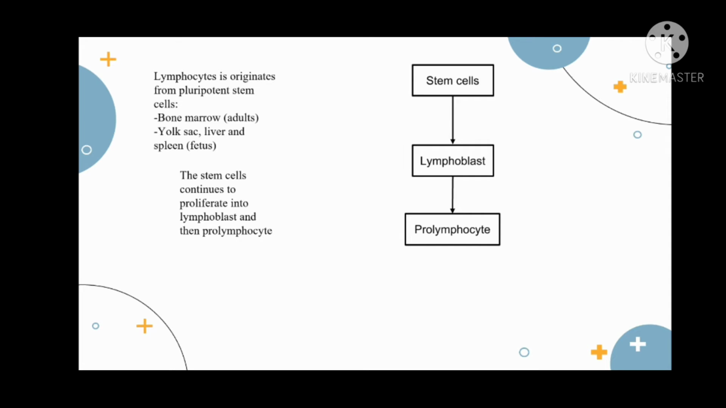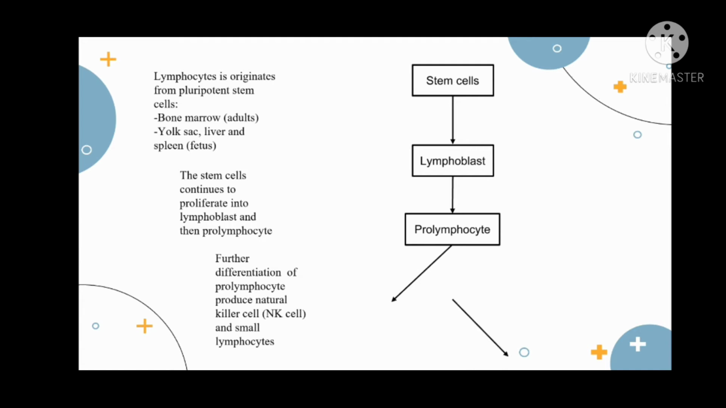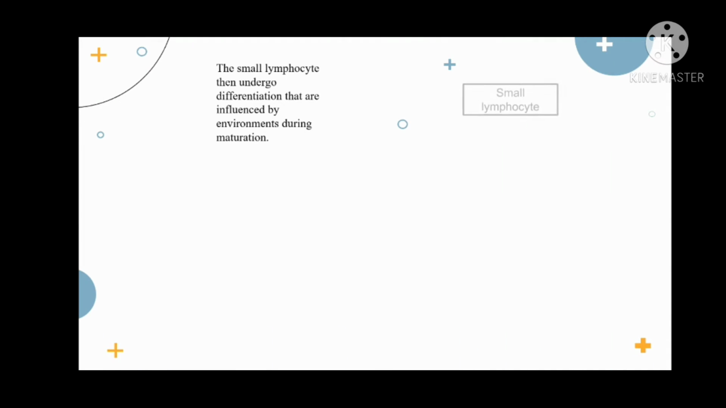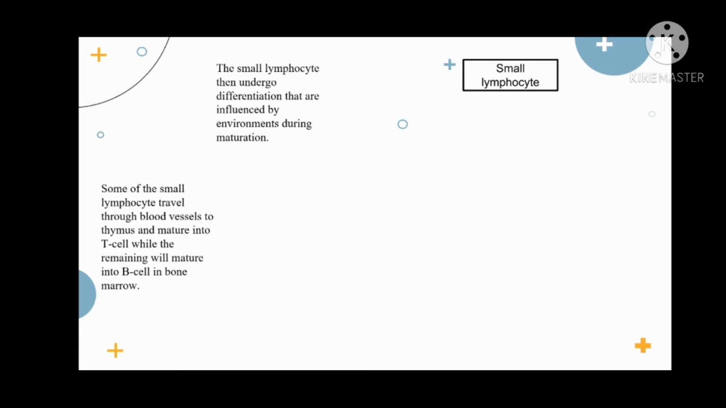The stem cell will proliferate into lymphoblasts and then prolymphocytes before differentiating into natural killer cells and small lymphocytes. The small lymphocytes then undergo differentiation. They are influenced by the environment during maturation, where some of the small lymphocytes travel through blood vessels to the thymus and mature into T cells, while the remaining will mature into B cells in the bone marrow.